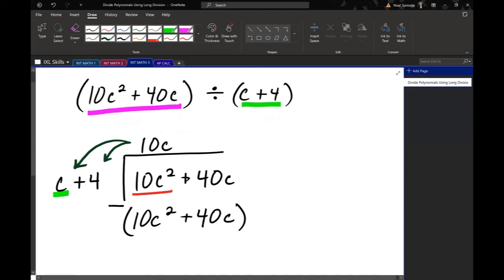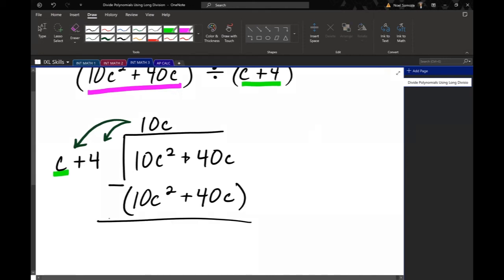So we're going to subtract 10c squared plus 40c. In that case, 10c squared minus 10c squared, hey, that reduces down to 0. Then we have 40c minus 40c. That also reduces down to 0. So we end up with 0 down here.